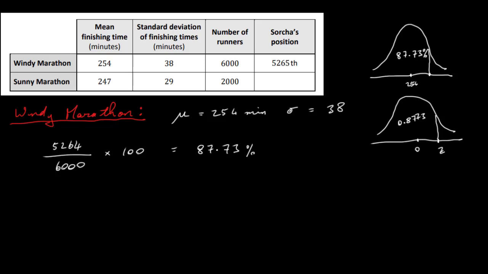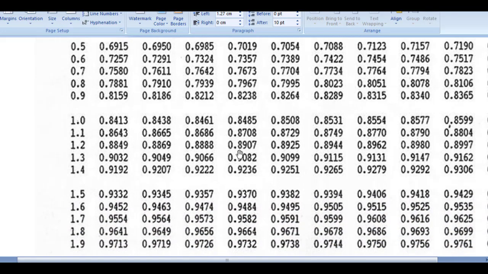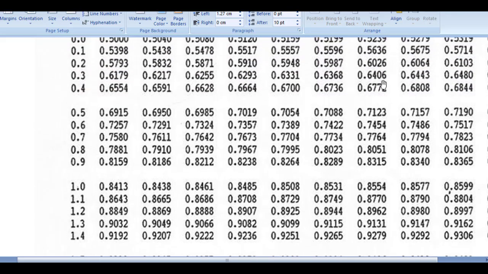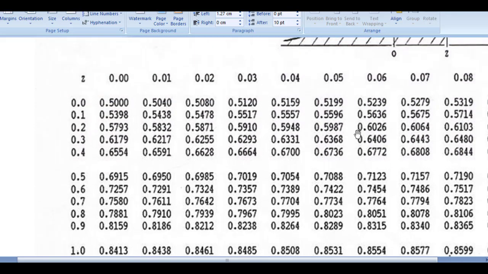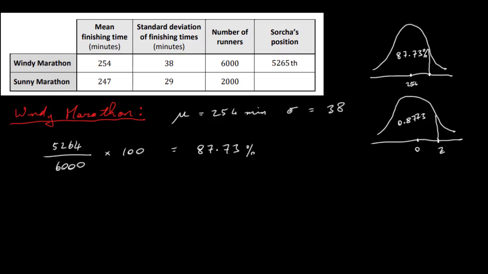So if we just go back to our tables and look for 0.8773. So we have a 0.8770 here. The next one is 0.8790. So I'm going to use this one here, 0.8770. So what Z value will that give us? Well, it's 1.1. And then if we go up along here, it's going to be 1.16. So this Z value here is 1.16.